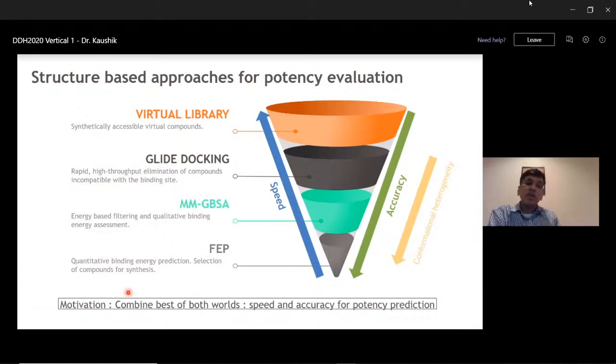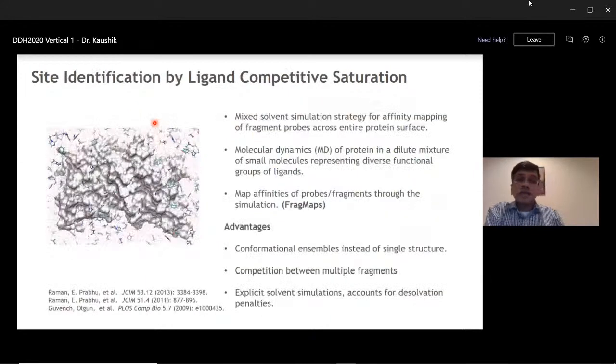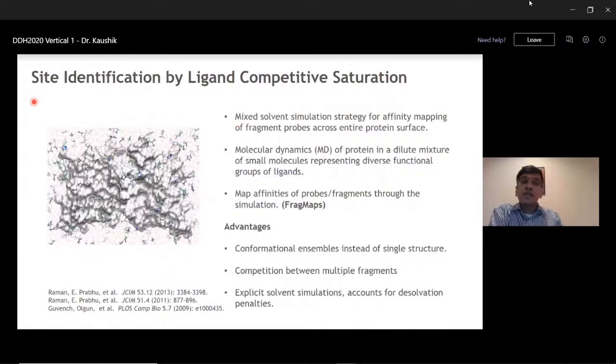So a strong motivation oftentimes is finding a way in which you can bump up the speed of a calculation, as well as improving accuracy. So what we're trying to do is to combine the best of both worlds with respect to speed and accuracy for potency prediction, so as to find a way so that the method can meaningfully influence a drug design cycle, for instance. So in that context, what is SILCS?